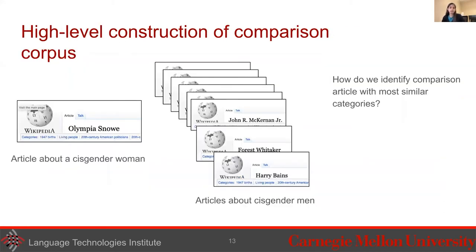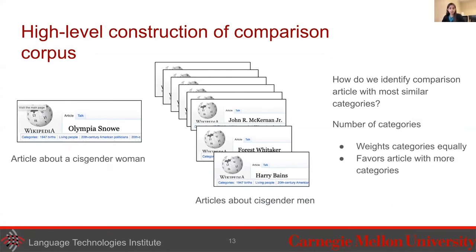So given that we're using category metadata, we next need a way to measure the category similarity between target and comparison articles. And one obvious choice is, for each target article, choose the candidate comparison article with the most number of categories in common. And this actually turns out to be pretty bad in practice, because first, it assumes that all categories are equally informative. And second, it favors comparison articles that have more categories.